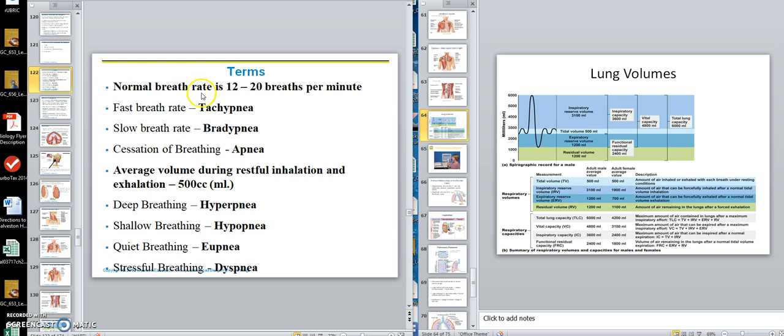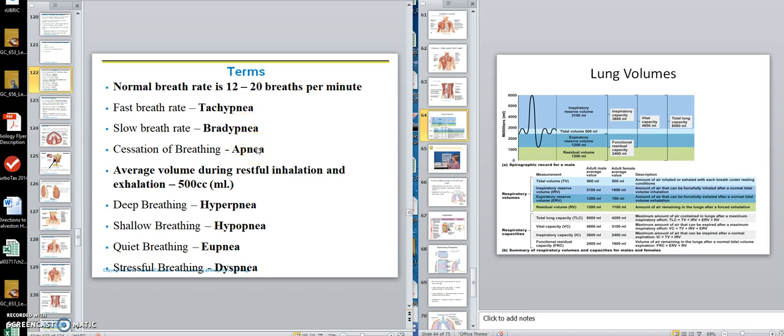All right, normal breath rate is about 12 to 20 breaths per minute. That's the normal. If you breathe too fast, it's called tachypnea. Now this is kind of a resting breath rate. If you have a slow breath rate, bradypnea. See, like tachy for fast, like tachycardia, bradycardia. If you stop breathing completely, it's called apnea. And these are some important terms to learn.